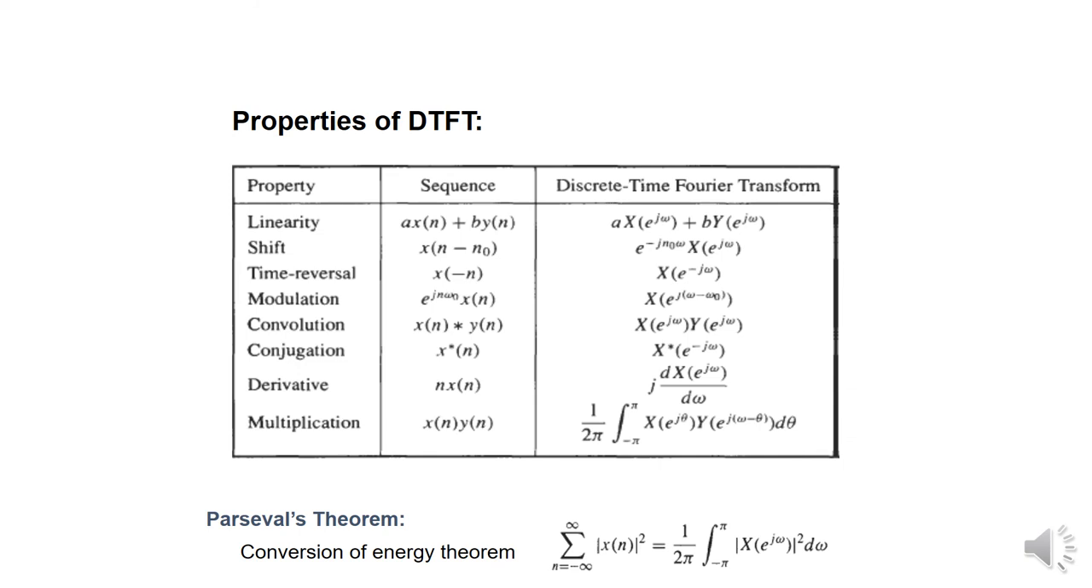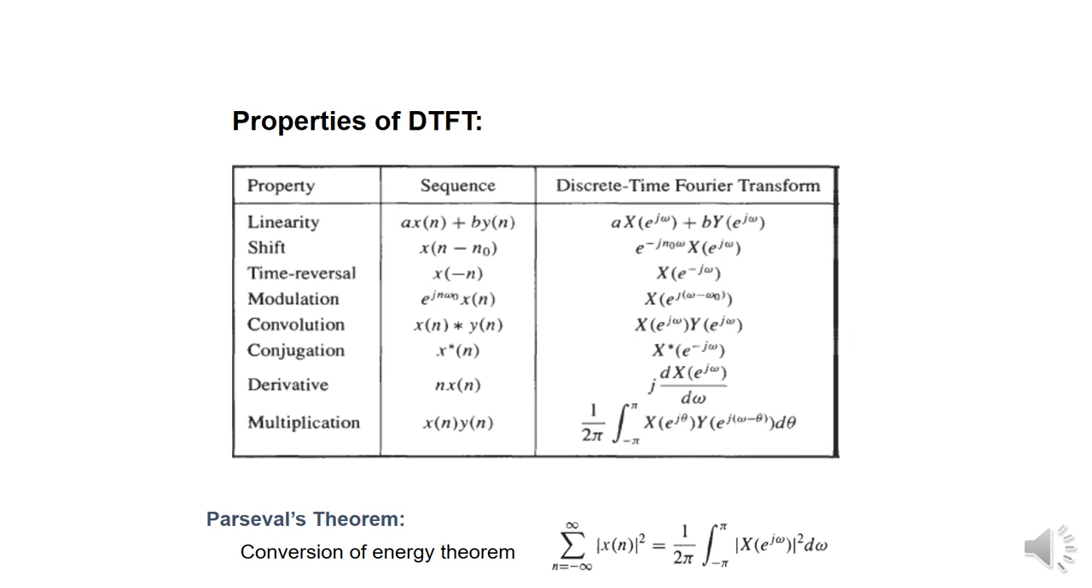If we take time reversal, that means if you are going to find x[minus n], it will be X(e^(minus jω)), meaning X(e^j(minus ω)), right? So you have to replace all ω values by minus ω in X(e^jω). X(e^jω) is the DTFT of x[n], so if you are asked to find the DTFT of x[minus n], you have to replace all the ω values by minus ω, right?